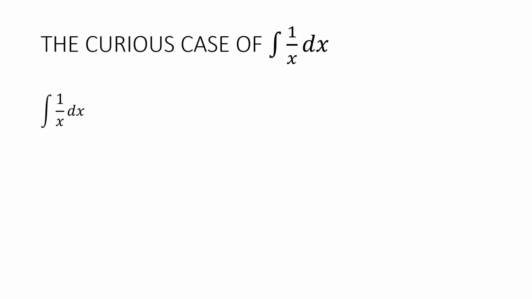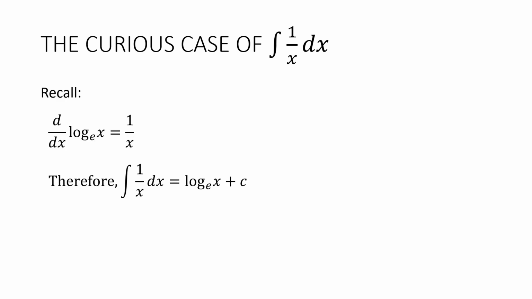Which brings us to a really curious case, the integral of 1 over x dx. Of course, 1 over x is x to the power of -1, and when I do the power rule, I'm going to get x to the 0 divided by 0, which is impossible. So what on earth is the integral of 1 over x dx? But recall that the derivative of log base e of x is equal to 1 over x. Therefore, the integral of 1 over x dx is equal to log base e of x plus c.